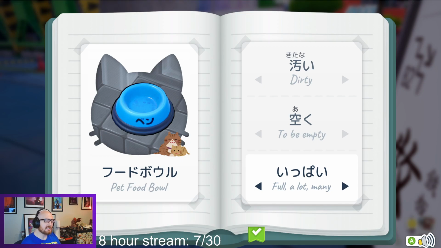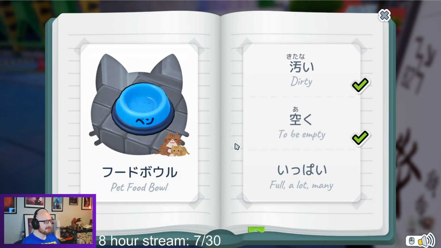You might hear ippai in a different context. I went out drinking many a time in Japan, and I heard mo ippai more than a few times, and it means one more. It's a counter, but in this case we're using it to mean full, a lot, many. So a full food bowl would be ippai food bowl o akanai, because the full food bowl is not empty. So aku is a godan verb, so we take the ku, switch it to ka, so that's akanai, to mean a negative right there. So ippai food bowl o akanai.